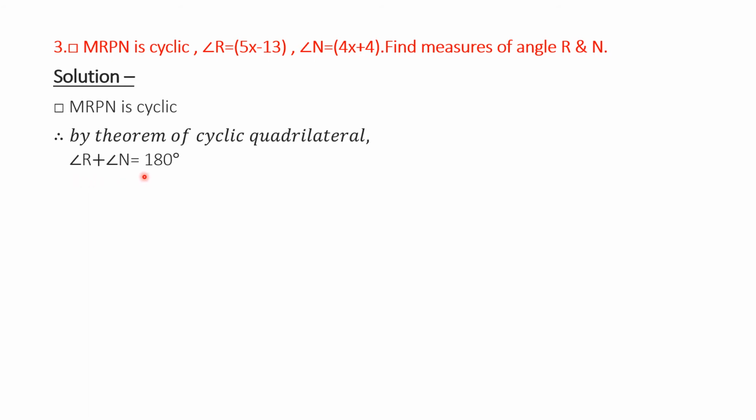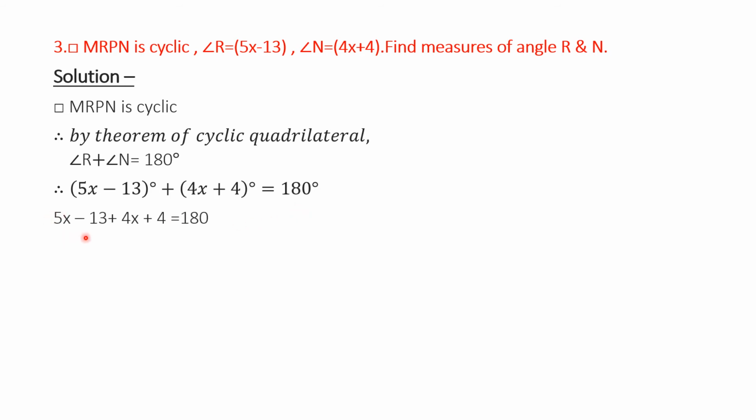Angle R plus angle N is equal to 180 degrees. Now replace the values of angle R and angle N. 5x minus 13 plus 4x plus 4 is equal to 180.